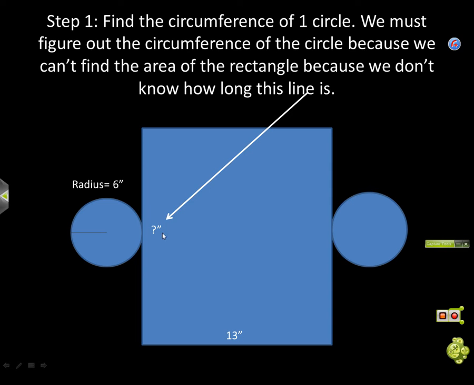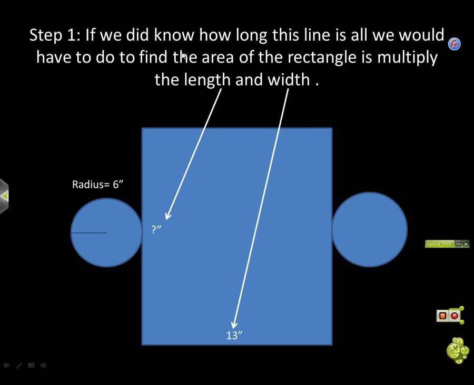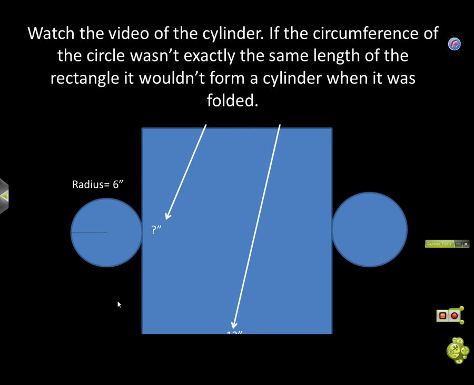Right here, see, there's a question mark. We don't know this. If we did know how long this line is, we would just have to multiply length times width. We've done that a million times. This times this would give us the area of this whole thing, and we would be 1/3 done with the problem. But we don't know this number, but we can find it out really easily.